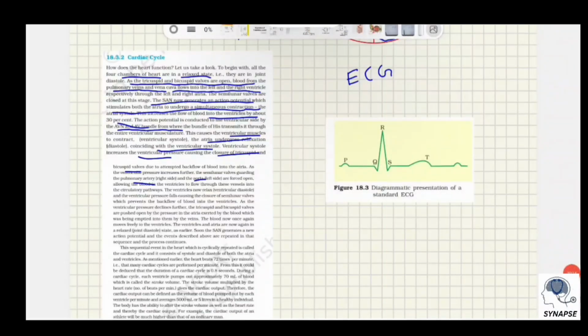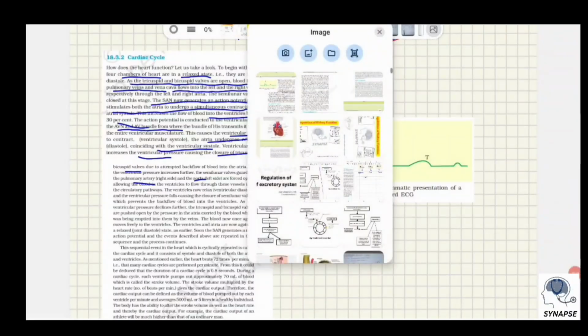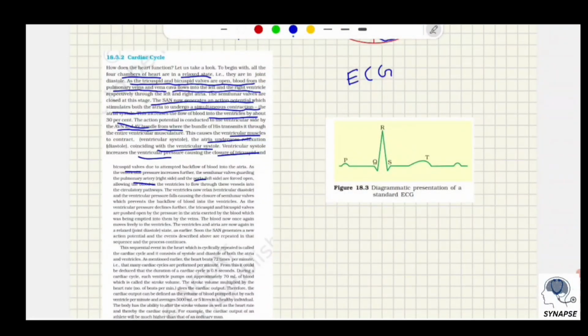So this is the ECG mentioned in your NCERT. You see, ECG's full form is important: electrocardiogram. The paper on which the ECG, or the graphical representation of the cardiac cycle, is noted is called the electrocardiogram. And the machine through which the ECG is obtained is called the electrocardiograph.